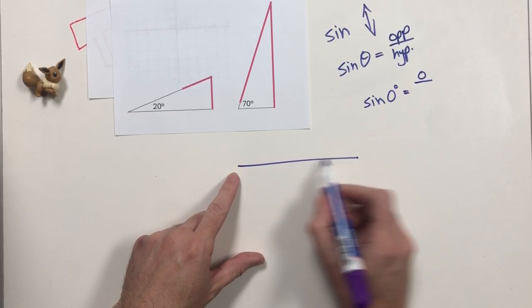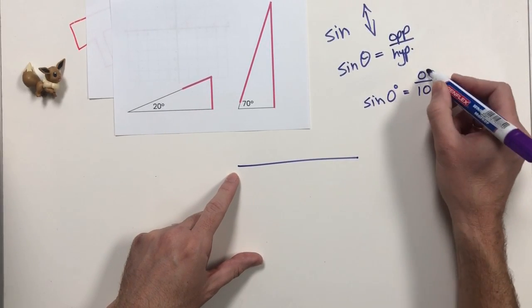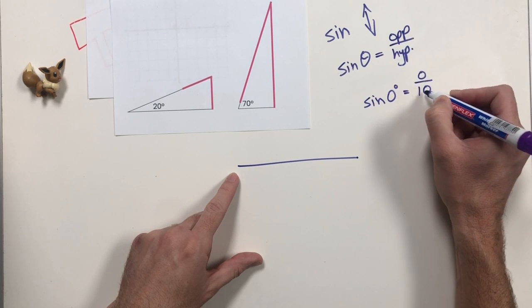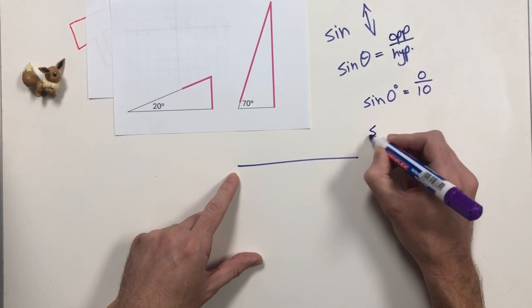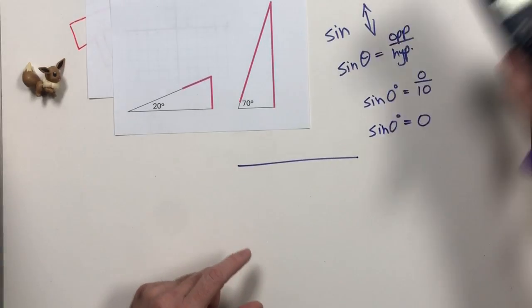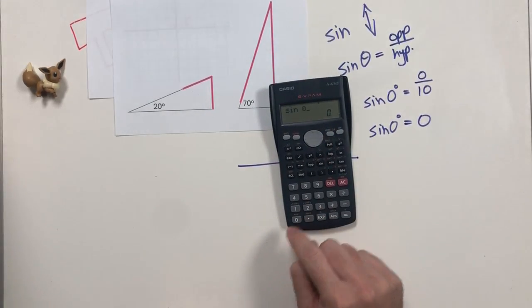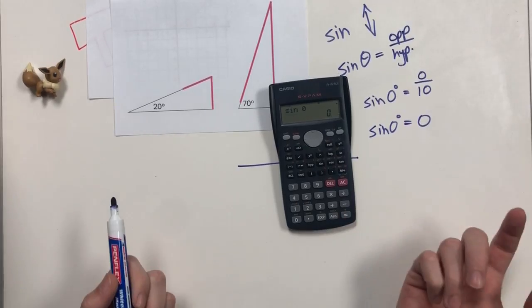And it wouldn't matter what the hypotenuse was, it can be 10. So let's make it 10. Anything, if I say 0 over 10, that would be 0. So we'll see that the sine of 0 is actually 0. Now check, let's see if I'm not lying to you. If I push sine 0, it just stays 0.